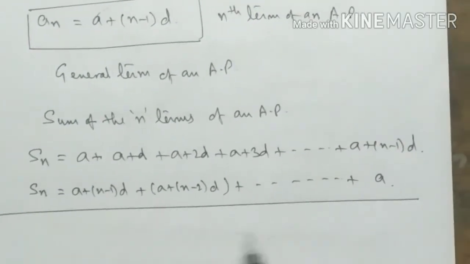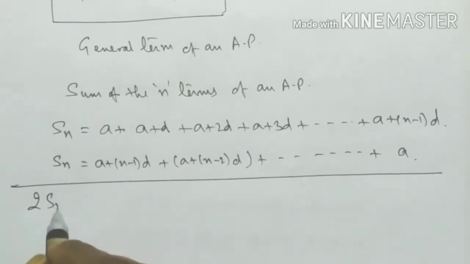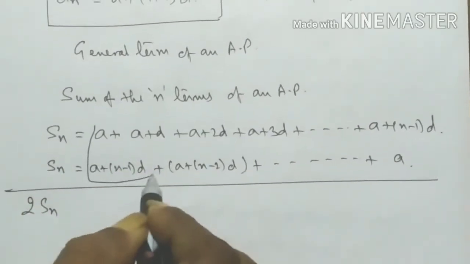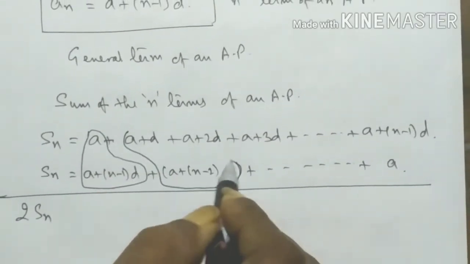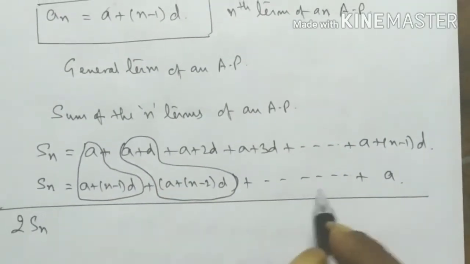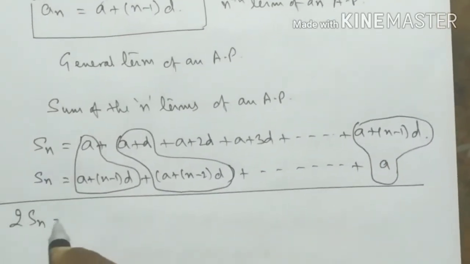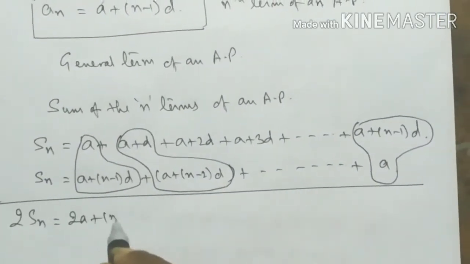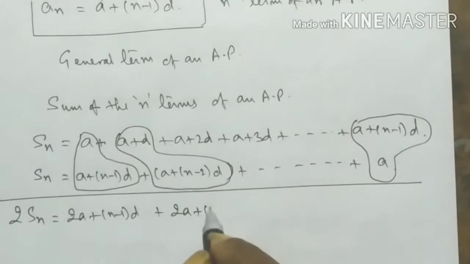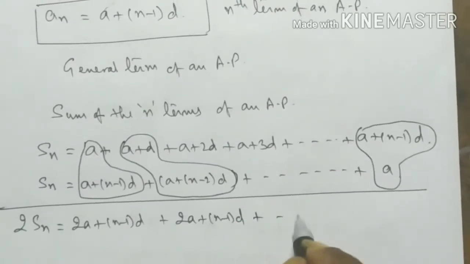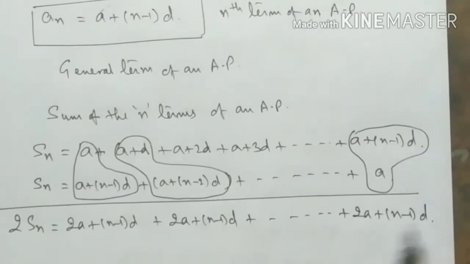Now if we sum up these two APs, that is Sn plus Sn, it comes to be 2Sn. See, the first term and the last term sum, the second term and the second last term, similarly the last term and the first term. What do we get? We get 2a plus (n minus 1)d. Here also we will get 2a plus (n minus 1)d. Similarly, the last term will be 2a plus (n minus 1)d.